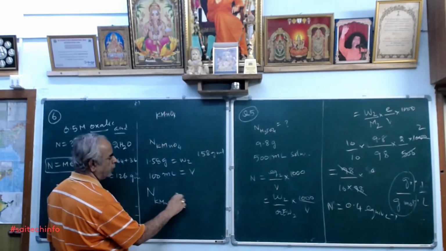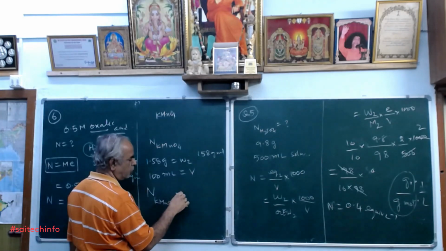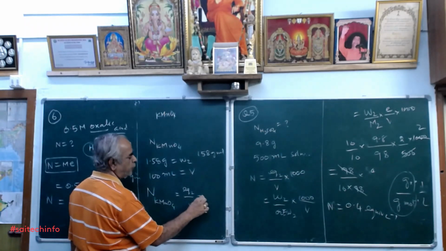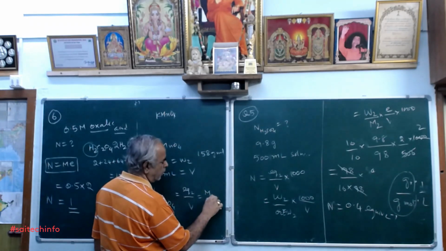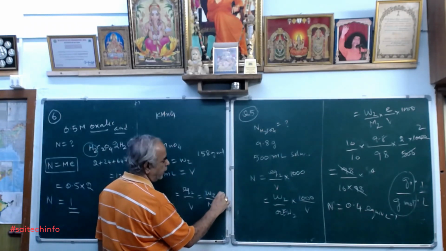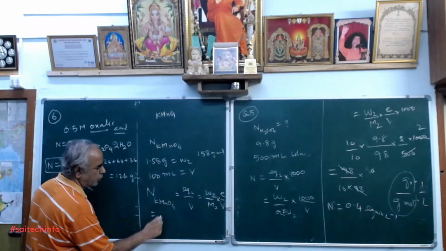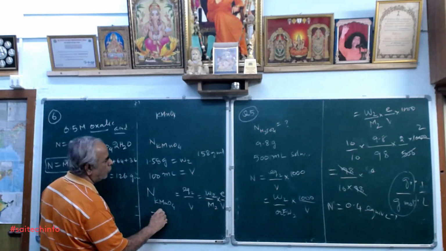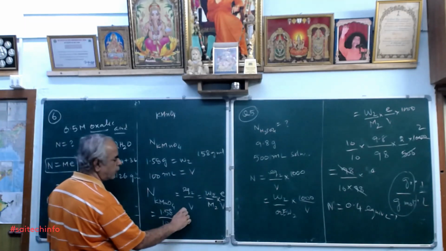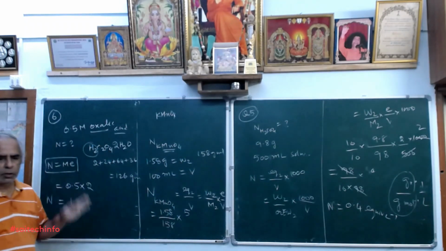So let us calculate the normality of KMnO4. That is the equivalent of KMnO4 divided by the volume of the solution. Equivalent means molecular weight by molecular weight: W2 by M2 into E by V, into 1000. So here W2 is 1.58, divided by molecular weight 158, into the valency factor. Here for potassium permanganate, you have to take the number of electrons transferred.